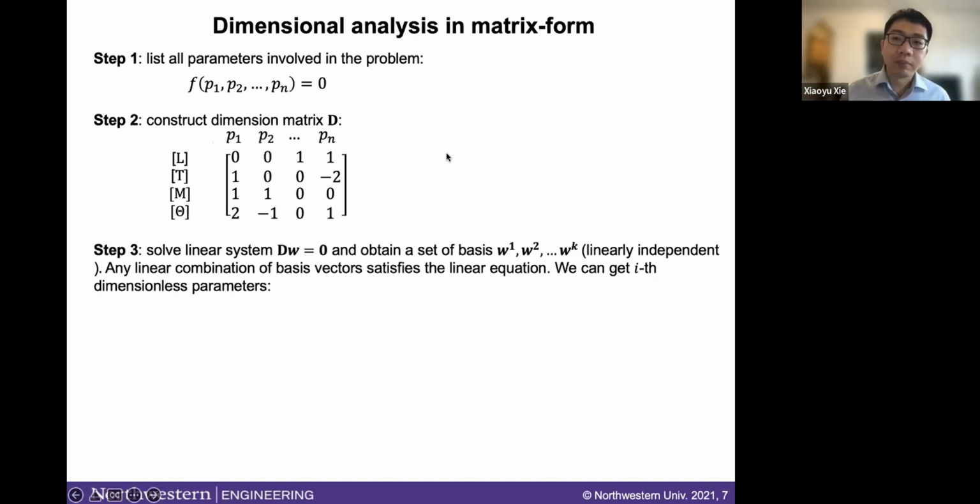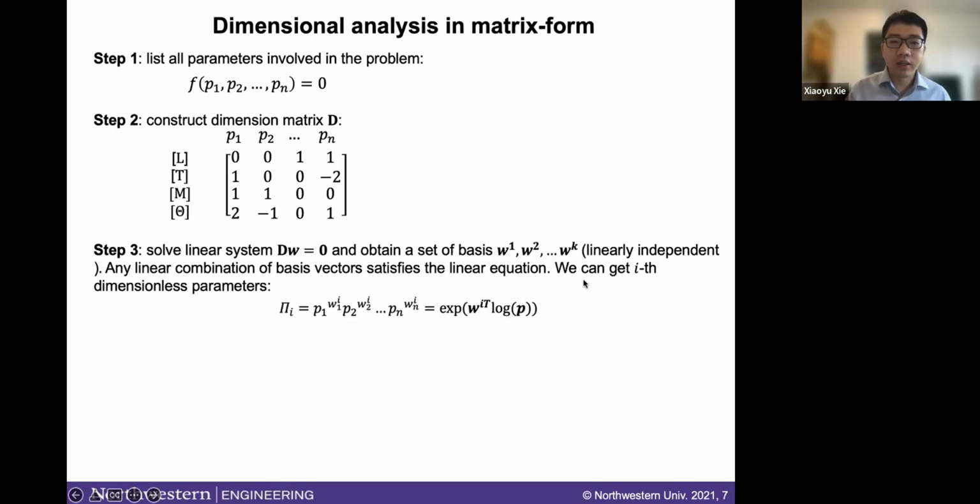Because we try to find the dimensionless numbers, we need to solve this linear system, D times W equal to 0. And we can split W into a set of bases. We have K basis vectors because of the Buckingham pi theorem. And this is actually a null space. You can also use Gaussian elimination to find these K basis vectors. So we know that any linear combination of these K basis vectors should satisfy this equation.